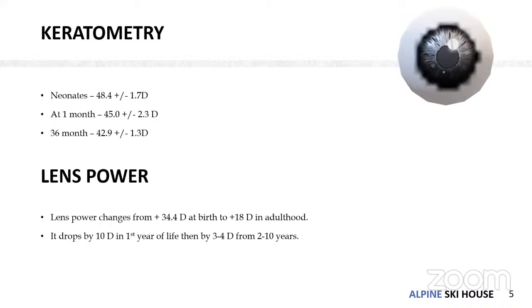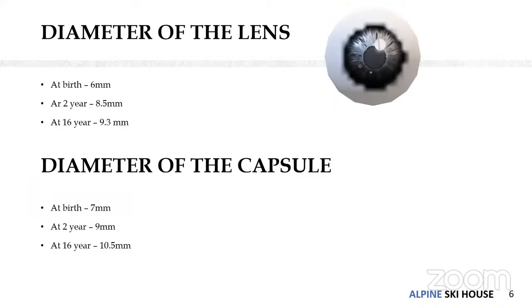The lens power changes from 34.4 diopter at birth to 18 diopter in adulthood. It drops 10 diopter in the first year of life, then 3 to 4 diopter from 2 to 10 years. The diameter of the lens is 6 mm at birth, and 9.3 mm at 16 years. The capsular diameter at birth is 7 mm, and at 16 years 0.5 mm.